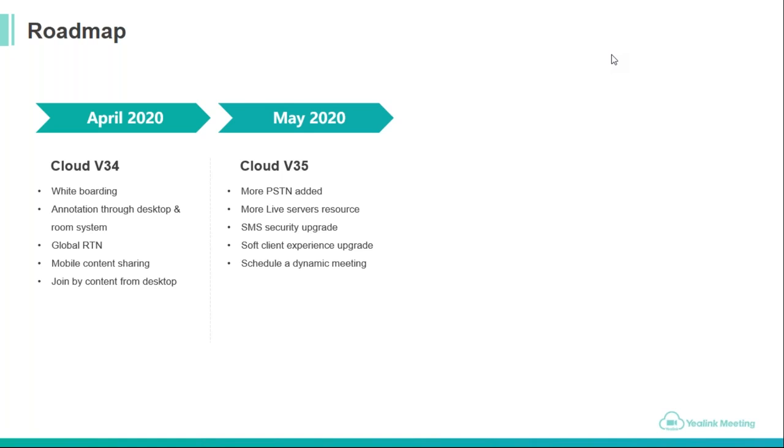Three to 4 months. You can see how quickly we update. Cloud V34 is the version we released in April and what we are using now. The main feature we added here is whiteboarding and annotation across desktop and the room system. Next is V35, which is going to be updated in May. We add more PSTN and live server resources here, a huge improvement of the soft client experience, and more security features for SMS.